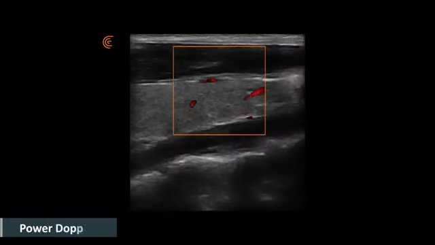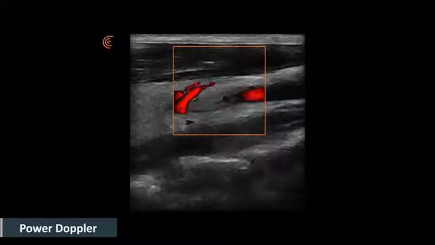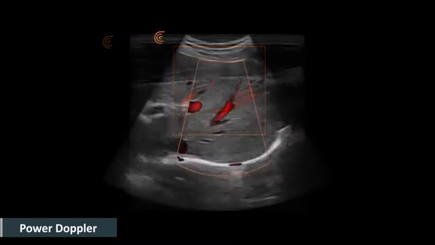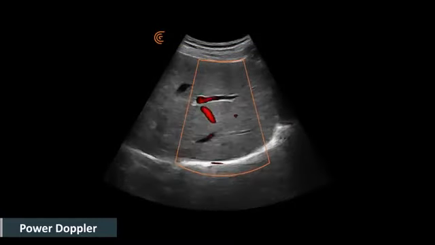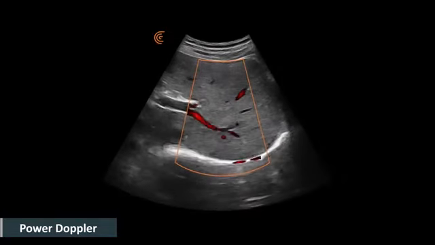Another method used to display blood flow is power Doppler. In this case, the ultrasound system looks at the strength or amplitude of the returning signal. This method is more sensitive and useful to display slow-moving blood.